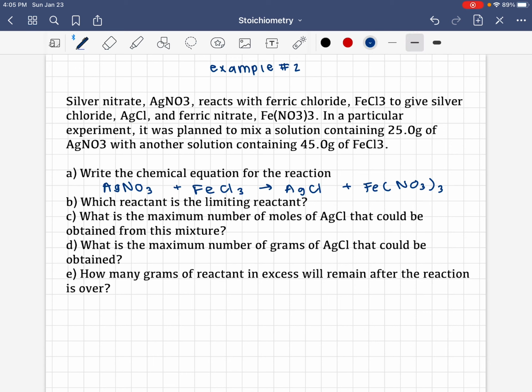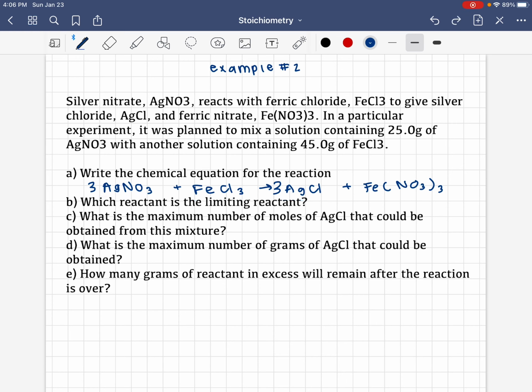Okay, so now we need to balance it because it's not balanced yet. So let's see, we have 9 NO, which means we're going to need 3 of this, but now there's 3 Ag, so we need to make this 3. Yeah, now that's balanced. You can check by seeing on the reactant side and the product side: 3 Ag, 3 Ag, 9 NO, 9 NO, 1 Fe, 1 Fe, 3 Cl, 3 Cl.